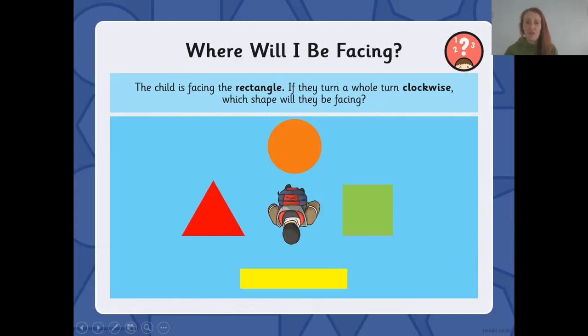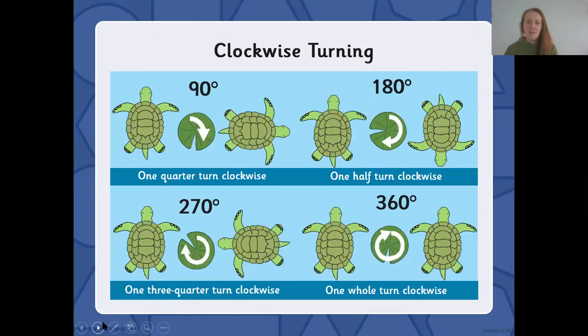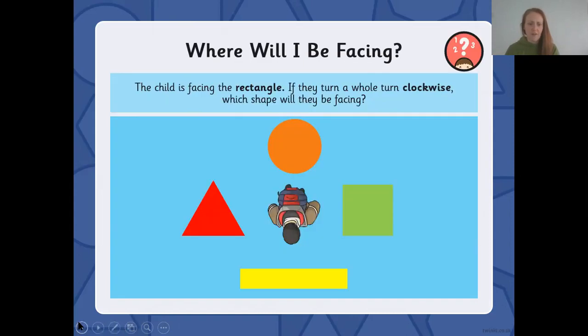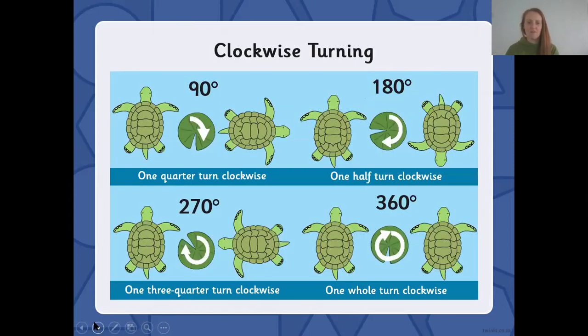If they turn a whole turn clockwise, which shape will they be facing? So we're starting on the rectangle. We're doing a full turn, which is 4/4. 1, 2, 3, 4. He'll be back where he started. If he does a full turn, he returns to where he started. Did that show you that on there? Yeah, because he didn't move anywhere. He's in the same place, back in the same position.